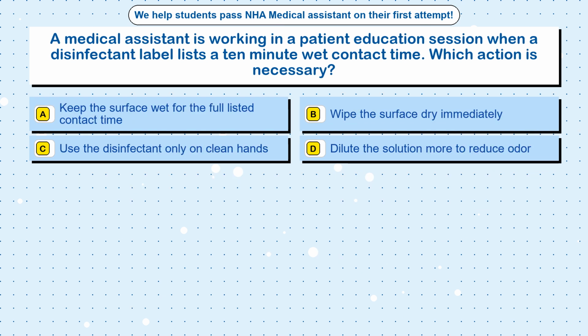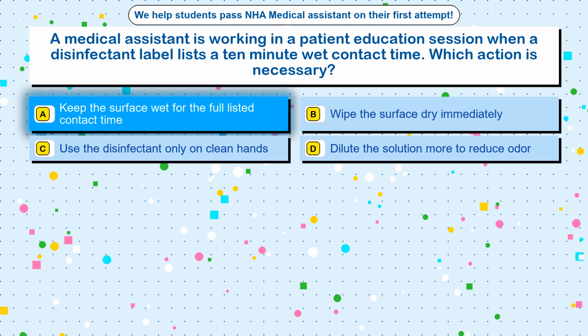Question 54. A medical assistant is working in a patient education session when a disinfectant label lists a 10-minute wet contact time. Which action is necessary? Option A, keep the surface wet for the full listed contact time. Option B, wipe the surface dry immediately. Option C, use the disinfectant only on clean hands. Option D, dilute the solution more to reduce odor. The correct answer is option A, keep the surface wet for the full listed contact time.